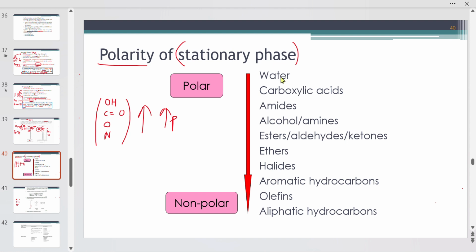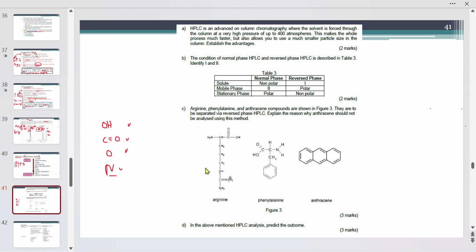Okay, as you can see here, water has hydroxyl, carboxylic acid has hydroxyl and carbonyl, oxygen has this one, then amides, followed by amides and so on. Okay, so this is how you determine the polarity. Okay, so look at this example.